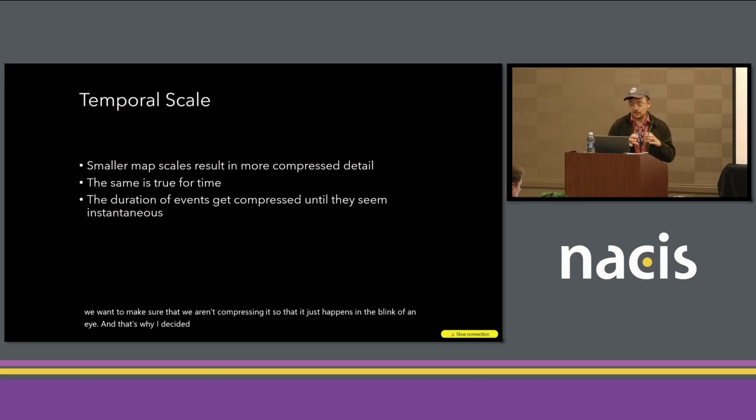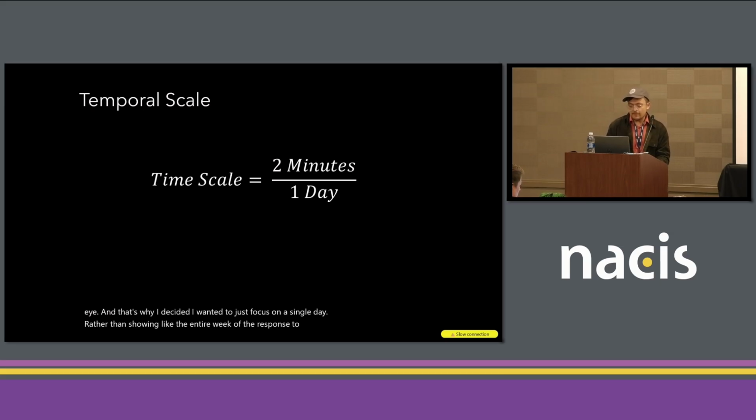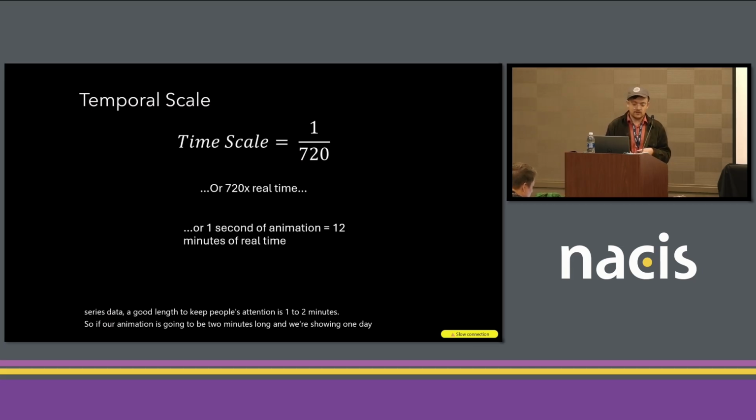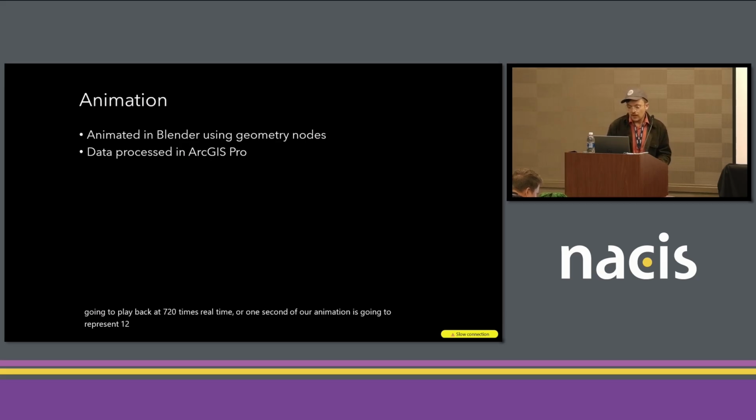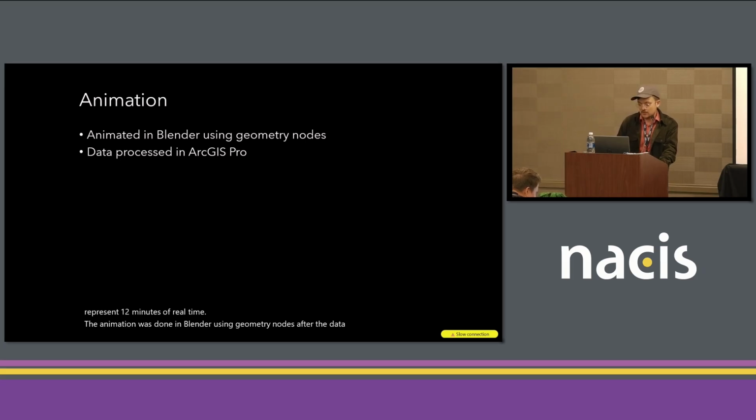and that's why I decided I wanted to just focus on a single day rather than showing the entire week of the response to the fire. I find for animating time series data, a good length to keep people's attention is 1 to 2 minutes. So if our animation is going to be 2 minutes long and we're showing 1 day of data, that's going to ultimately leave us with a time scale of 1 to 720. It means our animation is going to play back at 720 times real time, or 1 second of our animation is going to represent 12 minutes of real time.